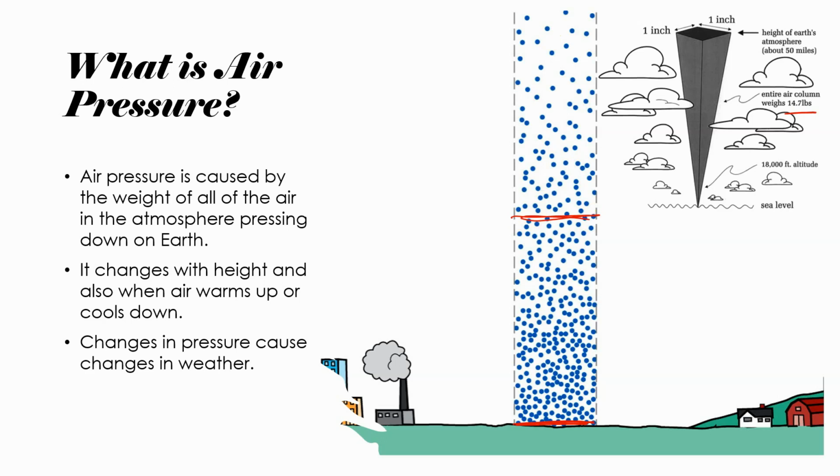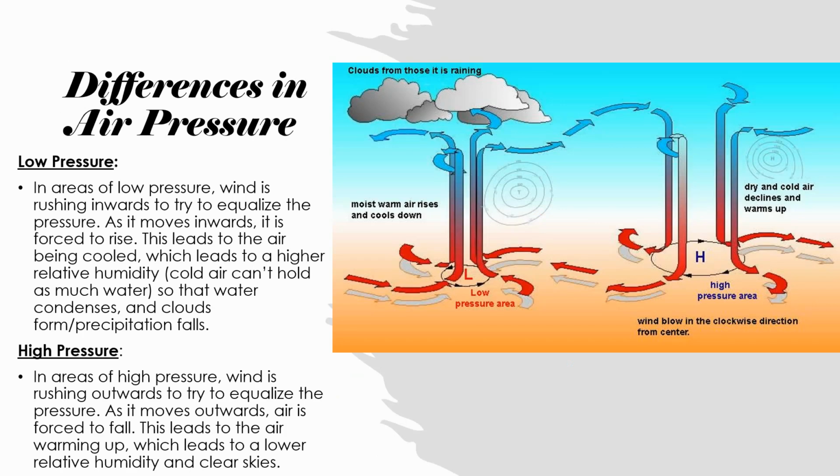And changes in pressure do cause changes in weather. We reviewed this, with a new picture to go with it. In areas of low pressure, the wind is rushing inwards. You can see these arrows all moving towards this low pressure area. When they get there, there's nowhere for them to go but up. They're all being squished together, so as they go up, they rise.